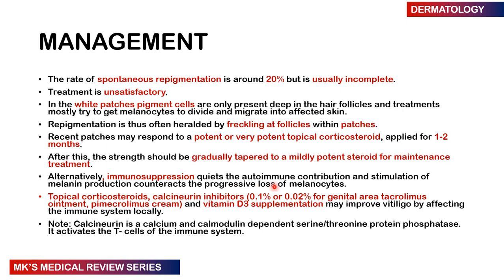Then topical corticosteroids, calcineurin inhibitors, maybe 0.1% or 0.02% for the genital areas, tacrolimus ointment, pimecrolimus cream, vitamin D supplementations have all been used to improve vitiligo, but these are going to be working by affecting the immune system locally. Remember that calcineurin is a calcium and calmodulin-dependent serine or threonine protein phosphatase, and it activates T cells of the immune system. So if we inhibit this, then we cripple the immune system.